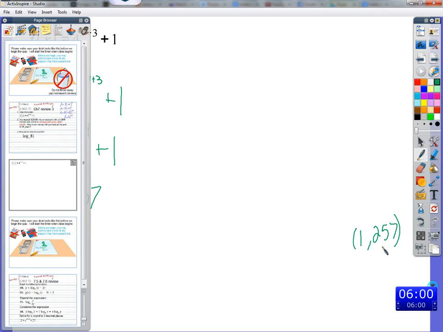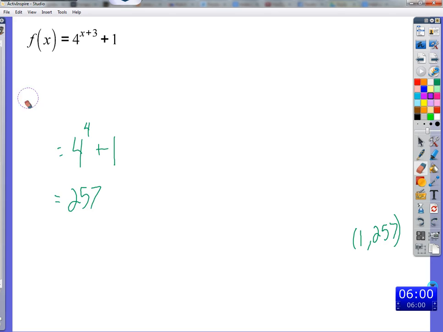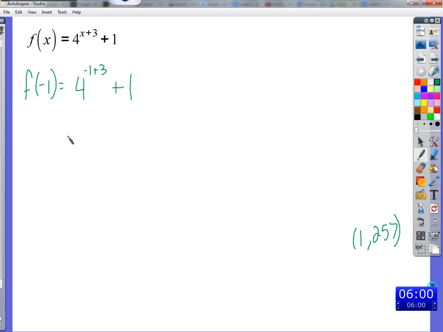Okay? So instead of that, maybe some smaller numbers would be easier to work with. Like -1. Okay, let's try -1. 4 to the -1 plus 3 is 4 to the second power. That's better. 4 squared is just 16. We add 1, we get 17. It's much better than 257. That's still not ideal. Yeah, 17 is still kind of big.